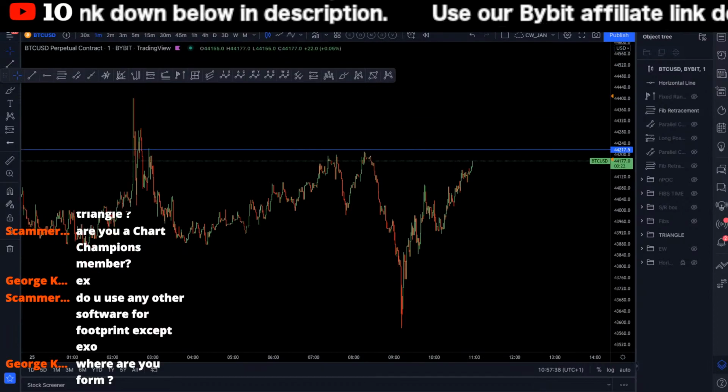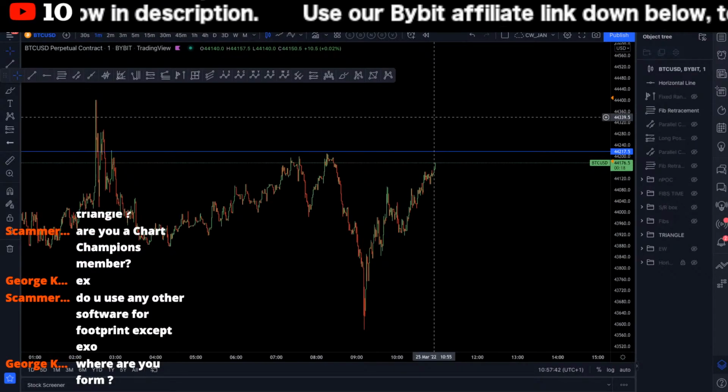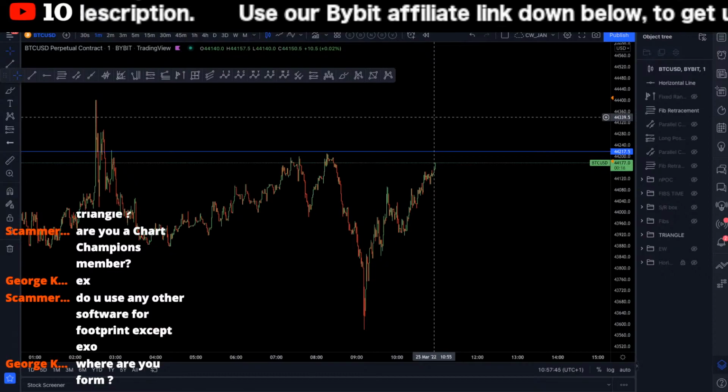So yeah, this is take profit 2 on a BTC trade right now. TP hit, very nice.